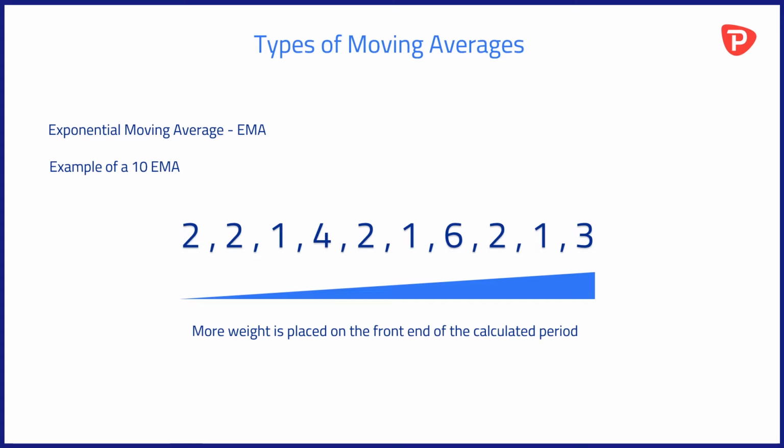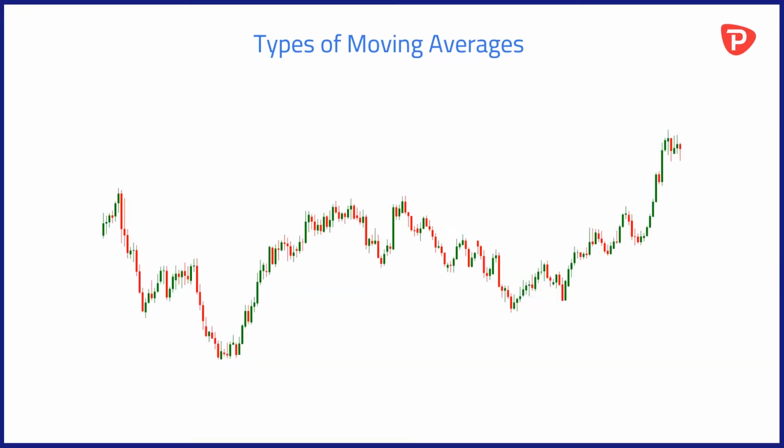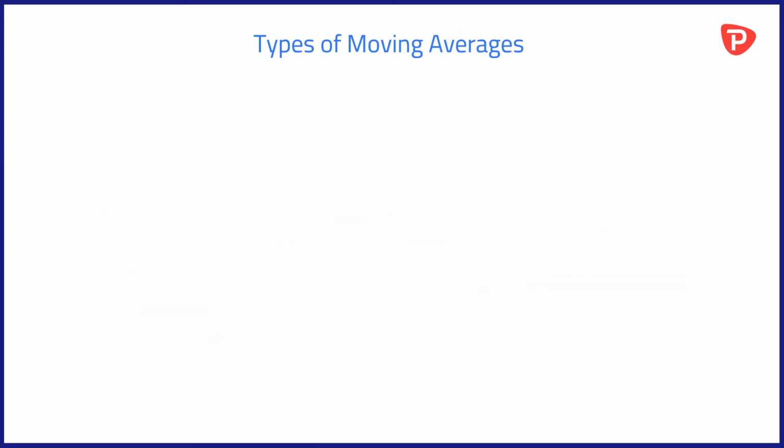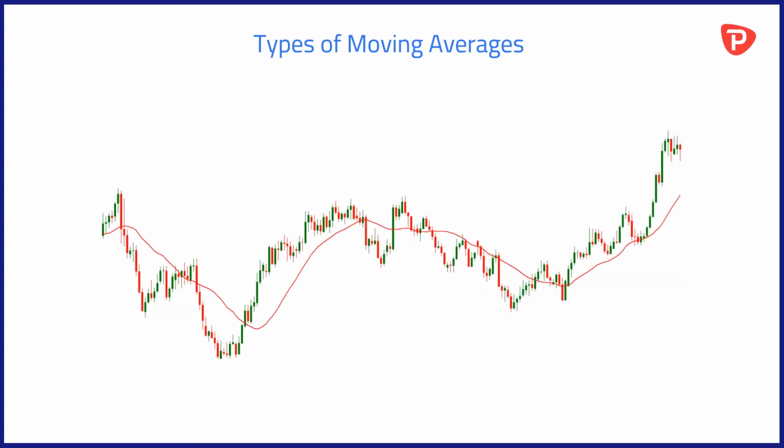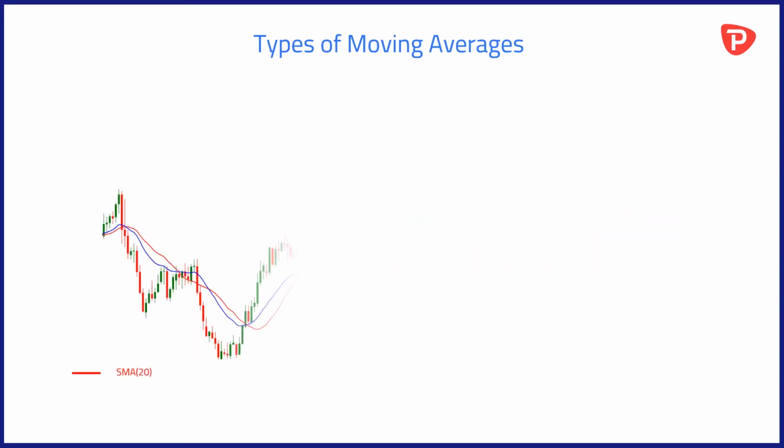It is important to understand that an exponential moving average will have less lag than a simple moving average, because more weight is given to the most recent values, which makes the EMA a faster moving average than the SMA. The example that we see on the screen displays what a 20-period simple moving average looks like on a chart marked in red, and what the same 20 periods look like when they are represented by an exponential moving average marked in blue.